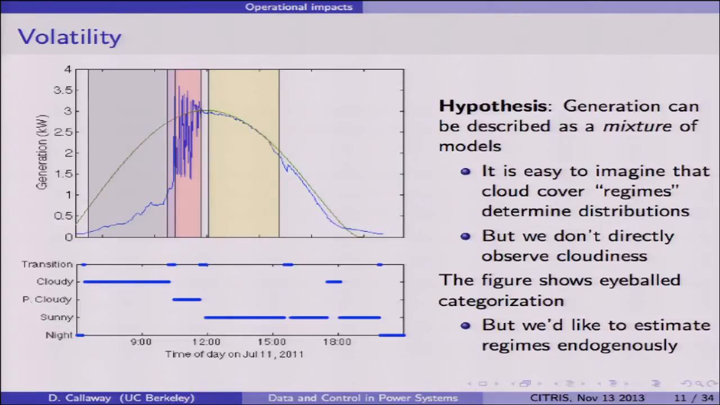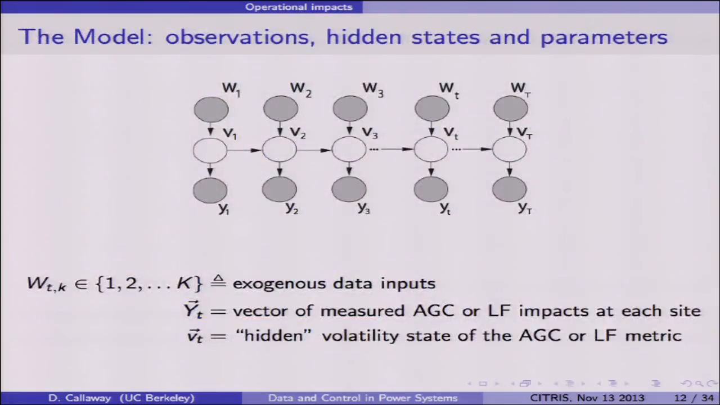Now, we're not actually going to say it is definitely cloudy, it is definitely partly cloudy, but instead we're just going to have discrete states that we allow the model to assign to the current moment in time. So the way that we do that is with a hidden state Markov model. The idea is that at each point in time, there's some volatility state that we don't know. We're going to call it V and index it by 1, 2, 3, and so on to represent time.